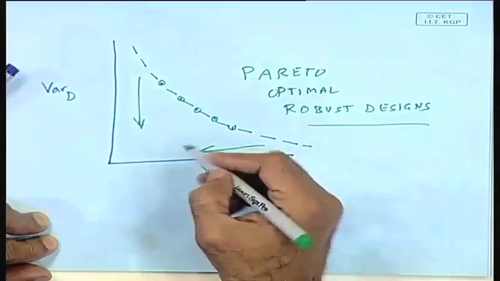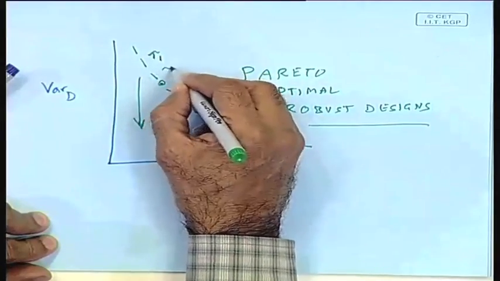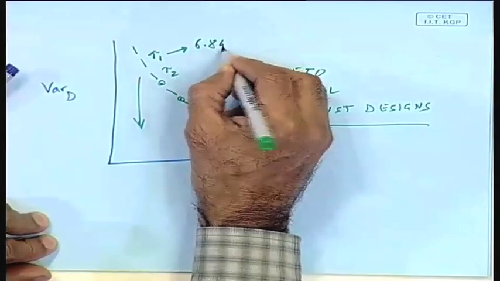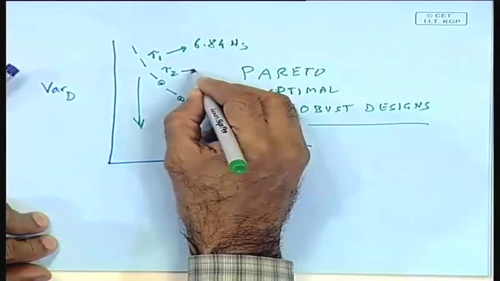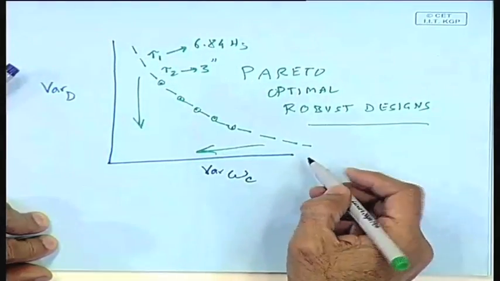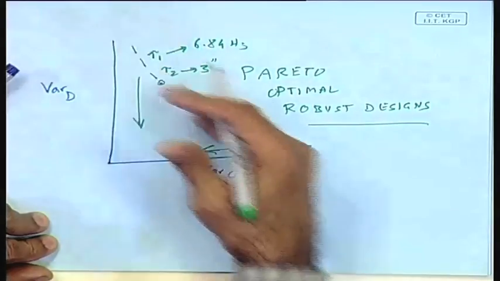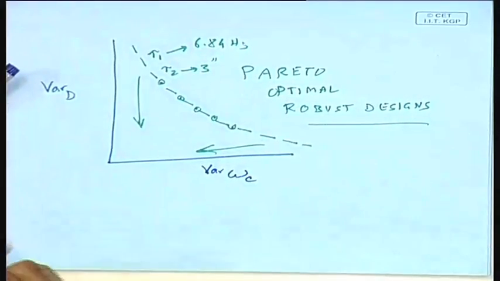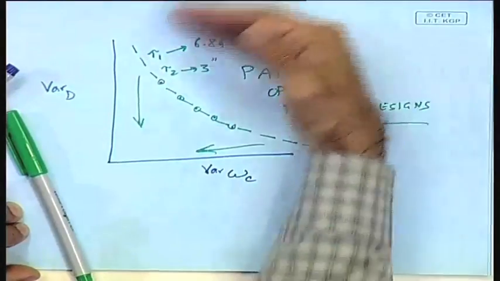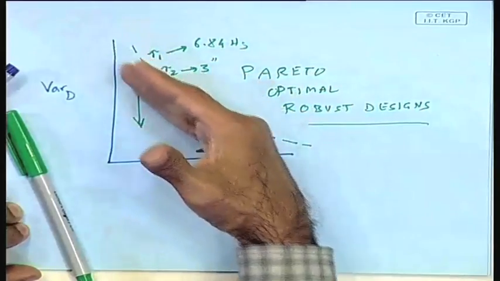These are the designs that give you the target, both tau 1 and tau 2. Tau 1, remember, was 6.84 hertz, and tau 2 was 3 inches. Both of these would be met on all of these points, but as far as variance is concerned, you can't really get better than this. Identifying these is done by this multi-objective GA. The multi-objective GA will give you these fronts. They'll start somewhere here, and they'll gradually bring it down all the way, and then end up with these designs there.